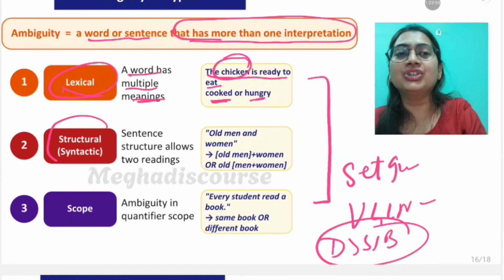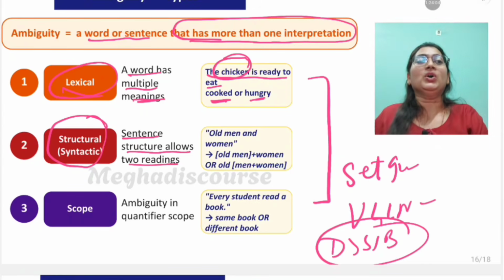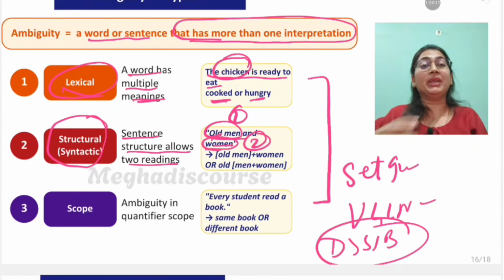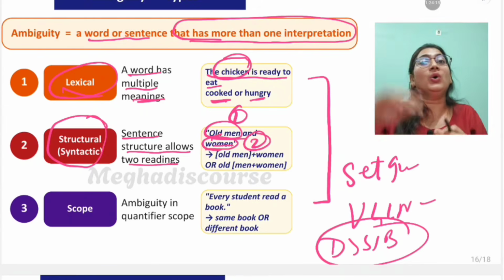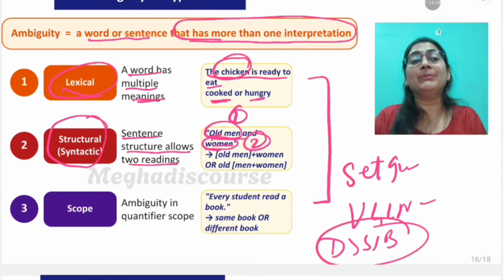Another we have structural, syntactic ambiguity. It means the sentence structure allows two readings. Old man and women. It means old man is one, women is another. But maybe he is talking about old man and old women, or he is talking about only old man but young women. So this is called structural ambiguity.